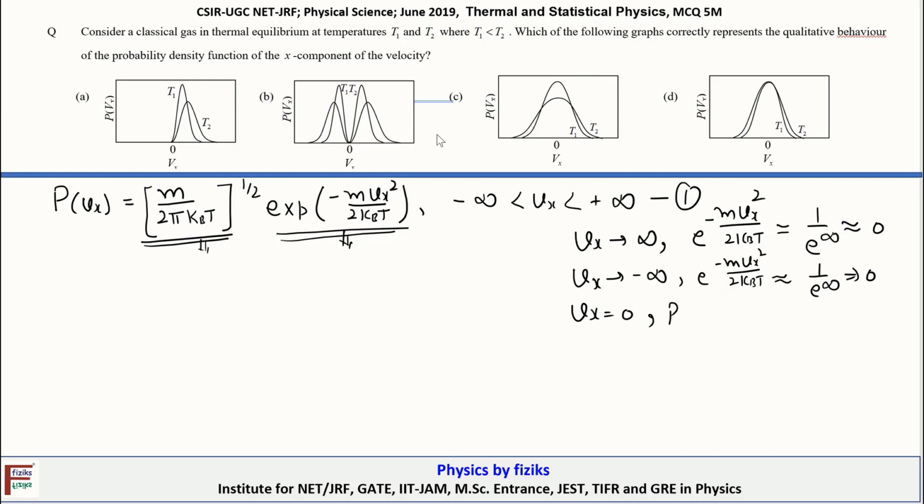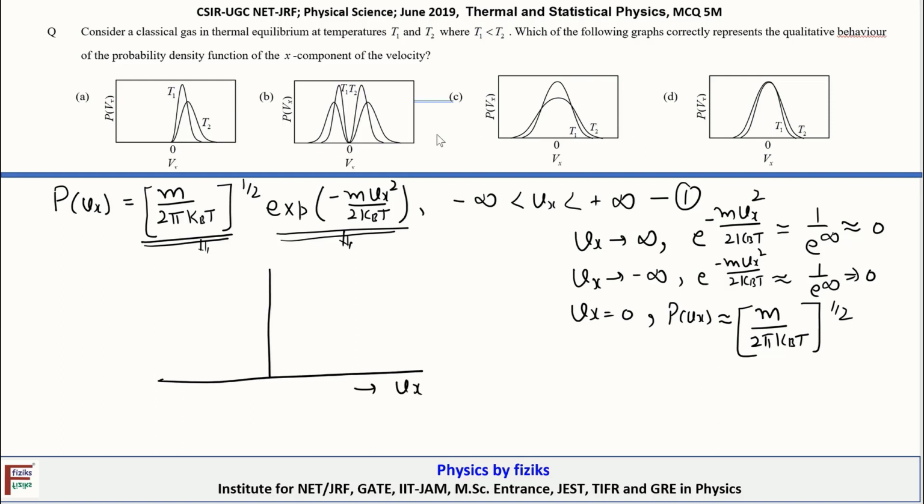So when Vx is equal to 0, P(Vx) is equal to (m upon 2 pi kBT) power 1 by 2. Okay, so now we have a qualitative idea about the behavior of this function. So let's plot it. Here we have Vx along the positive direction and Vx along the negative direction. Now as we have discussed, at Vx equal to 0, we are talking about this point, so we have the value for P(Vx), that is equal to m upon, so let's say it's this value.